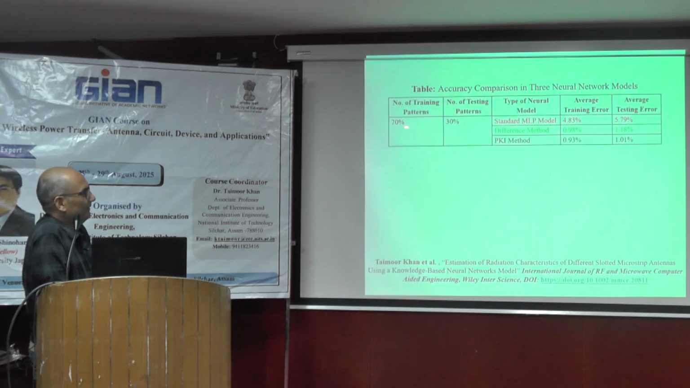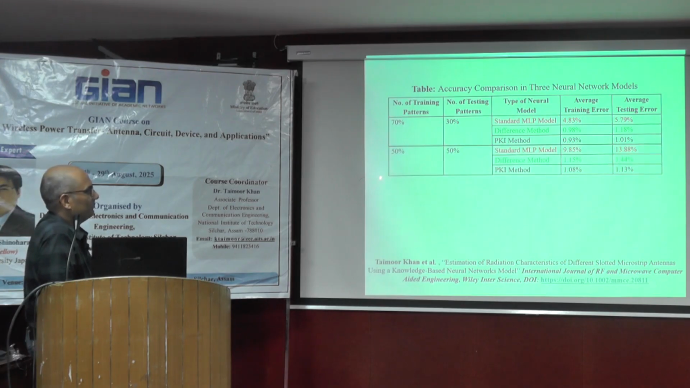Accuracy: when we take the traditional approach of 70% training, 30% testing, then ultimately just see the error. Standard MLP 5.83% error, 5.79%. In the case of the difference method, it is reasonably reduced as compared to that one. In the case of the PKI method, if you make a comparison of the difference method and the PKI method, in this case it is more accurate than the difference method.